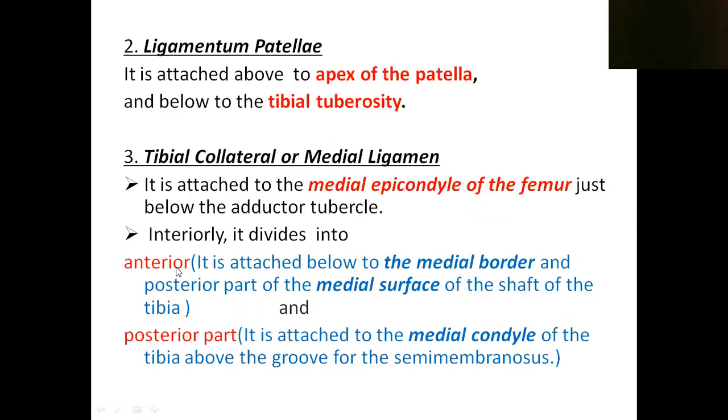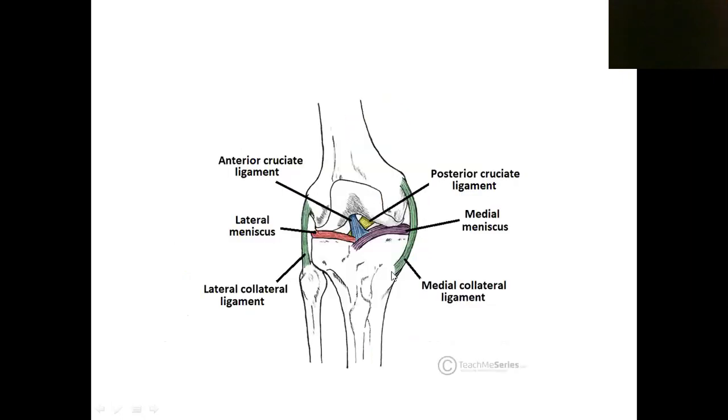Now, the lower end of the anterior band is connected to the medial border and medial surface of the shaft of the tibia. Clear? See, this is the medial surface. This is the anterior surface, the anterior border, then the medial border and lateral border. I already told you: between the anterior border and the medial border is the medial surface. Some fibers are inserted into the medial border also. So the upper end is connected to the medial epicondyle, and the lower end is connected to the medial surface and the medial border.